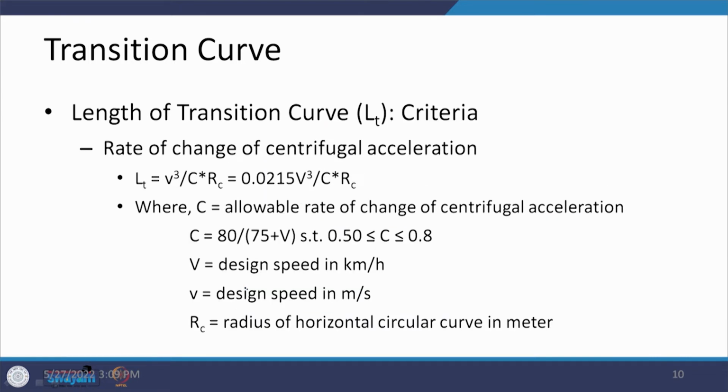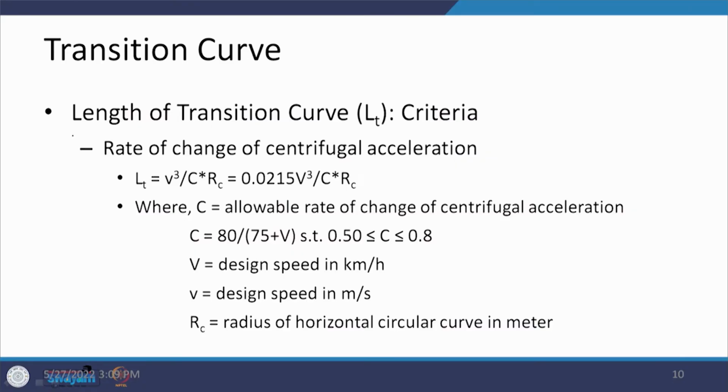So, we have got the criteria now in hand. We talked about the centrifugal acceleration, we talked about the super elevation and the extra widening, and they have become the criteria so as to calculate the length, because all of these things have been provided along the length of the transition curve. So, the very first criteria which we are looking at here is the rate of change of centrifugal acceleration. In this case, the length is found as V cube divided by C r, where V is in meter per second. This is a design speed, but if we convert it into kilometers per hour and use it as capital V, then it becomes 0.0215 V cube divided by C R c.